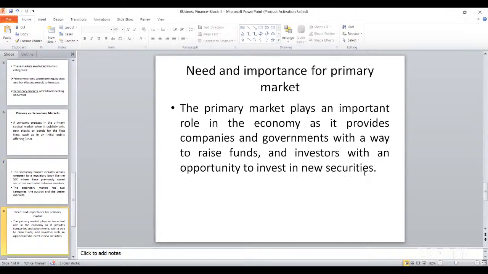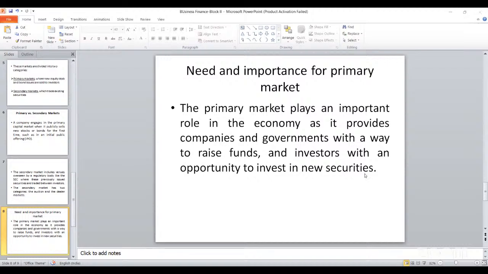Now, next is: what are the need and importance of the primary market? That means, what is the necessity of the primary market in your capital market? The primary market plays an important role in the economy as it provides companies and governments with a way to raise funds and investors with an opportunity to invest in new securities.